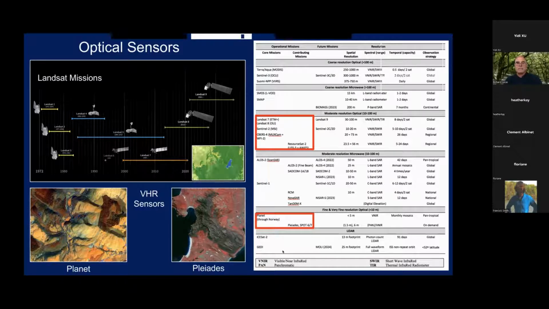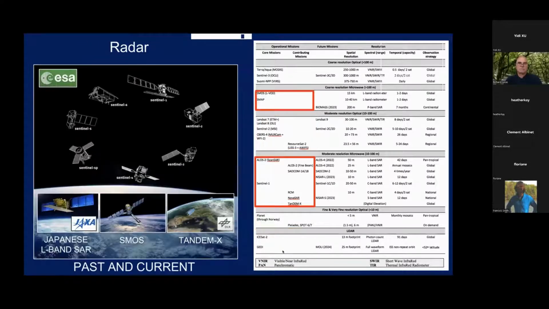So these are the main optical sensors, and the main thing is they can go to very high resolution, they're easy to interpret, and obviously they've got a long time series as well. Then radar, there's a number of radar sensors. We've got the Sentinel series. Sentinel-1 is the main workhorse.